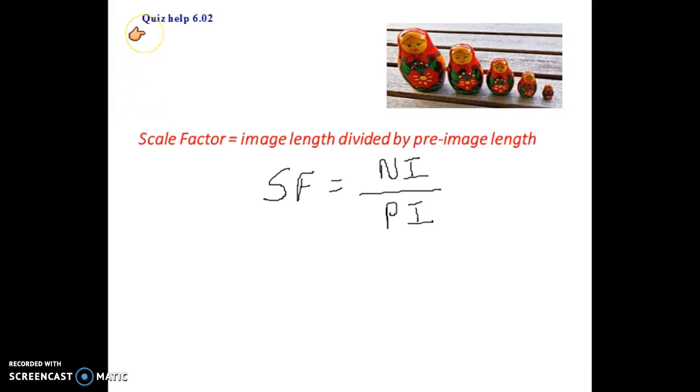All right, this is your help video for 6.02. 6.02 dealt with scale factors. So we've done a lot of this before, but just remember your scale factor is your image length divided by your pre-image length, or your new image divided by your pre-image.